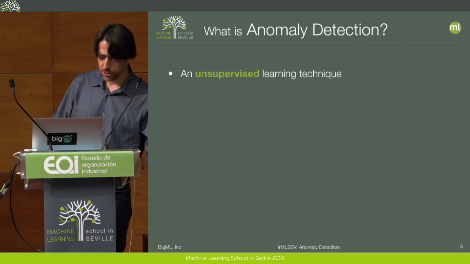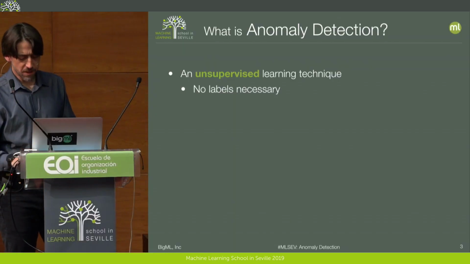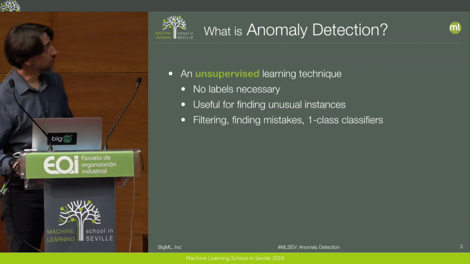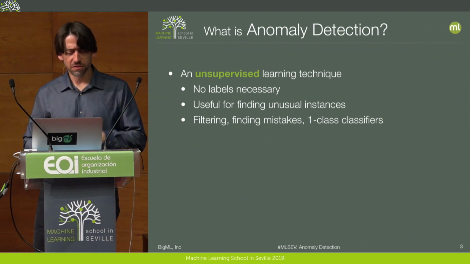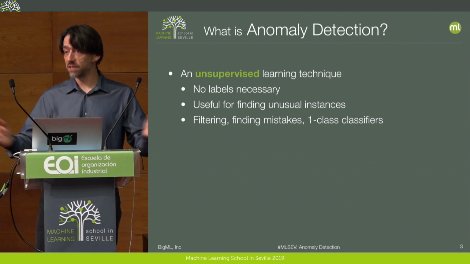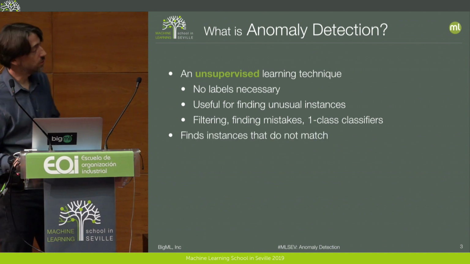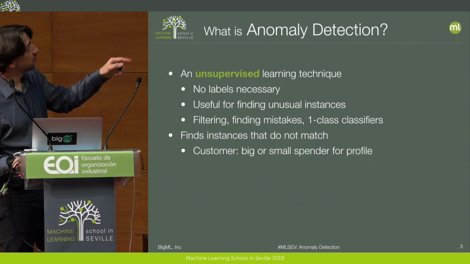Of course, this being day 2, this is an unsupervised learning technique. Again, no labels necessary. It's useful for finding unusual things. What I mean by that is you can use it for filtering or finding mistakes in your data. You can even do a one-class classifier, which if I have time, I'll explain at the end. It's super cool. But you're basically finding instances that do not match.